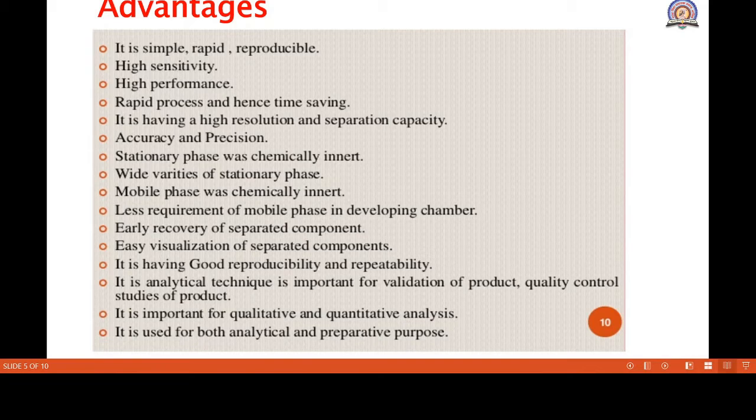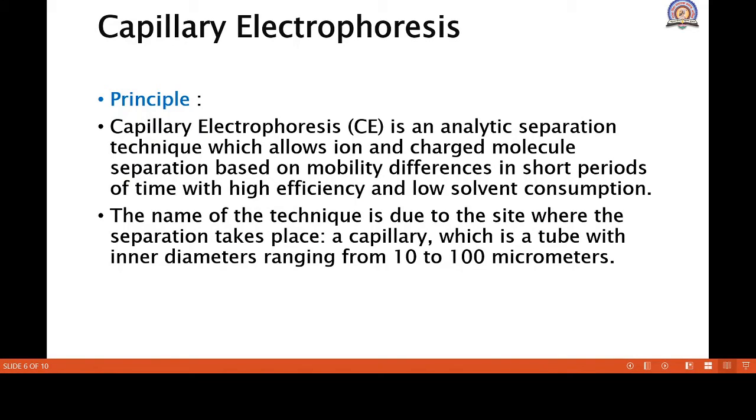So student, you have to remember all of the advantages. Okay. Then the next technique, that is capillary electrophoresis. The principle of capillary electrophoresis is that it is an analytical separation technique which allows the ion and charged molecule separation based on their mobility difference in a short period of time with high efficiency and low solvent consumption. Okay student, it is clear.